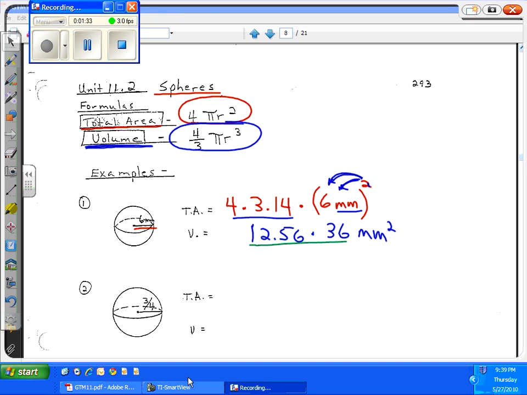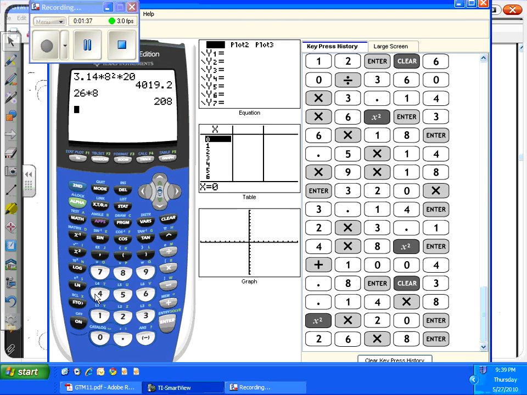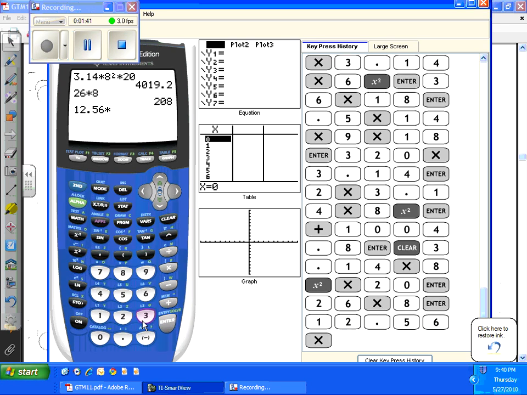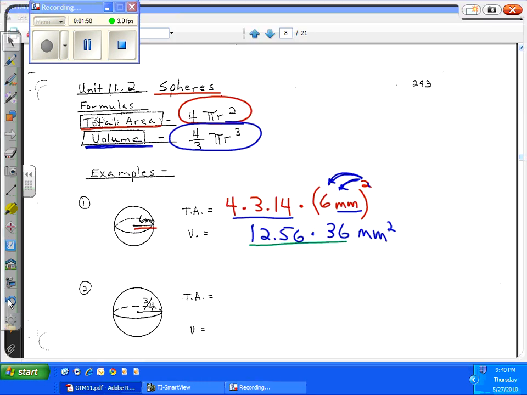So 12.56 times 36 is 452.16 square millimeters. That was our total area. Okay? Total area.